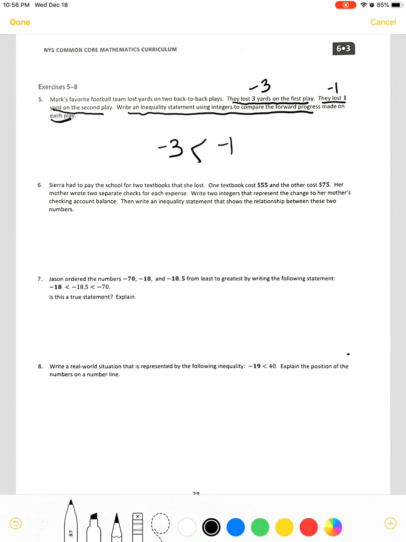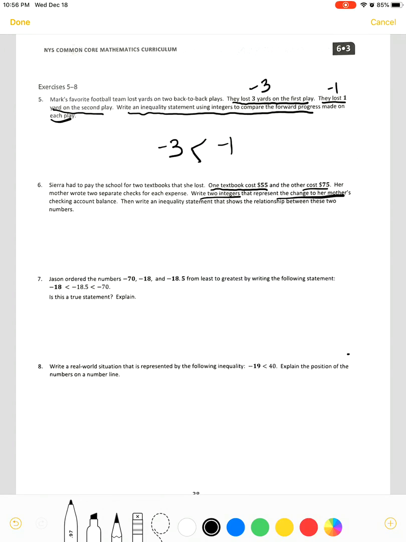All right. Sierra had to pay the school for 2 textbooks that she lost. One textbook cost $55 and the other cost $75. Ooh, I bet her mom was mad. Her mother wrote 2 separate checks for each expense. Write 2 integers that represent the change to her mother's checking account balance.